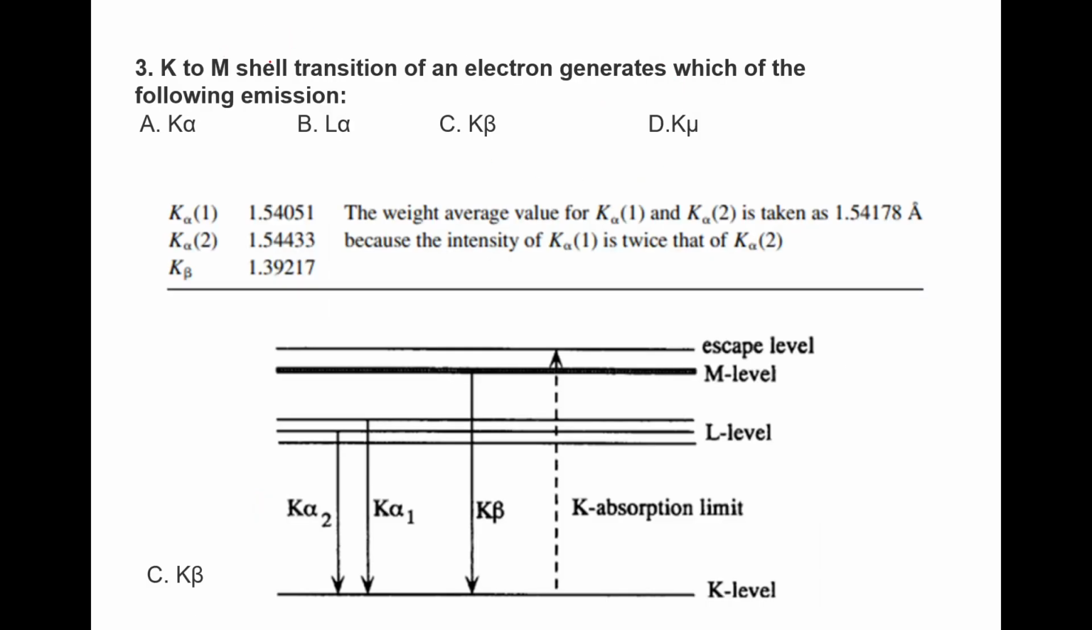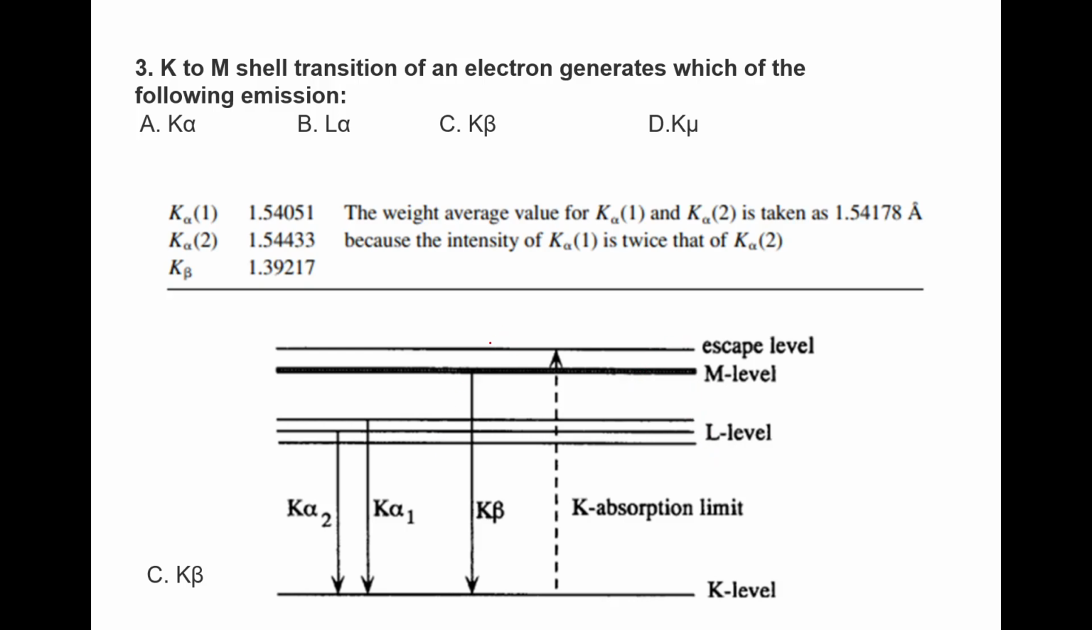Now, K to M shell transition of an electron generates which of the following emissions? When we were discussing the X-ray source and how X-rays are generated, we said there are two kinds of transition, K to L or K to M. Now these L vibrational states are far away from one another, but in M they are much closer to one another.